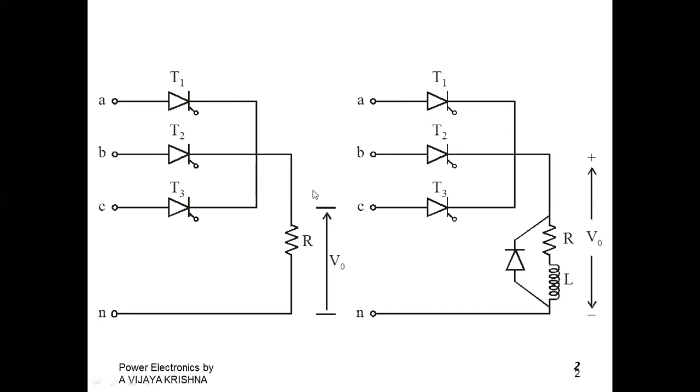From the three phases, each phase is connected in series with a switch, that is thyristor 1, 2 and 3. And from these thyristors, a load is connected, that is the RL load. The important point is that with the RL load, we are using a freewheeling diode. Across the RL load, we place a diode, which is the freewheeling diode.